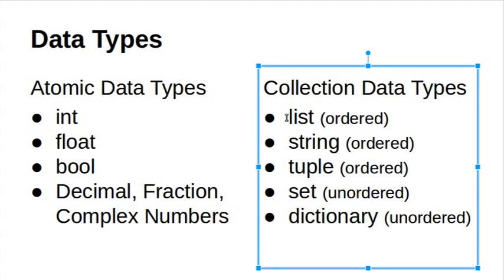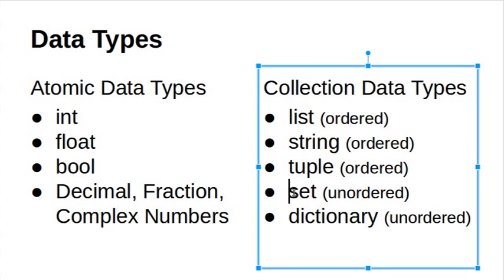Collection, list, string and tuple, these three happen to be ordered sequences. They are all sequences. Sequence means one item, then the next item, then the next item. So these three are sequences: list, string and tuple. We will see what they are. We will see how they are used.